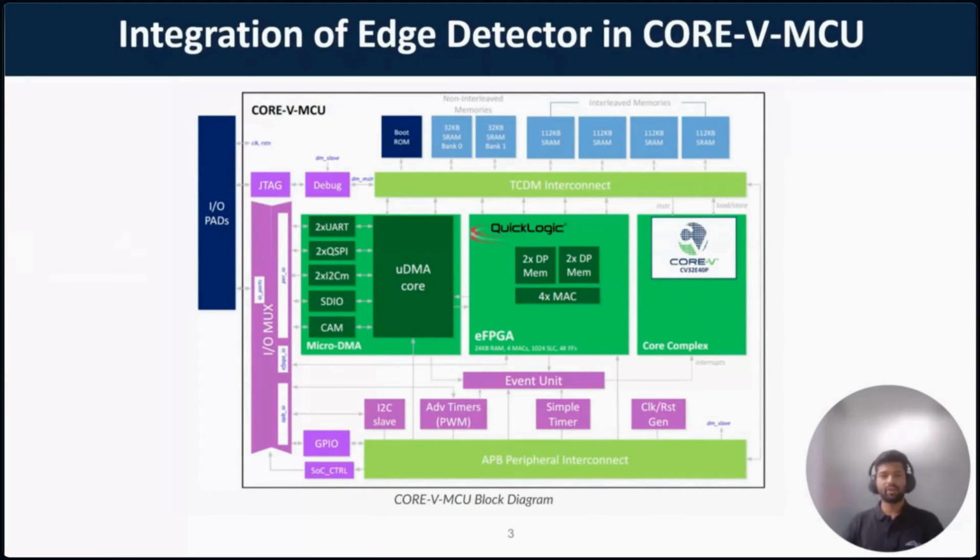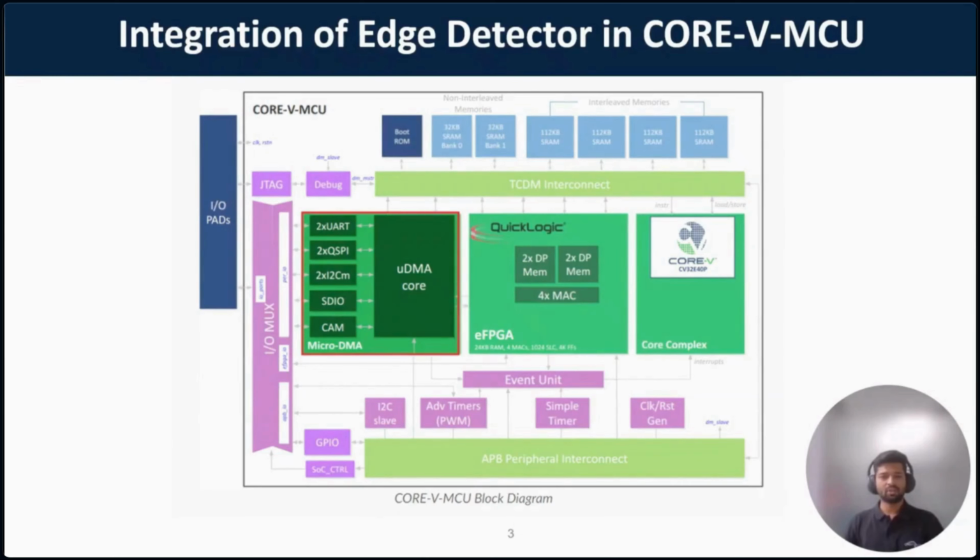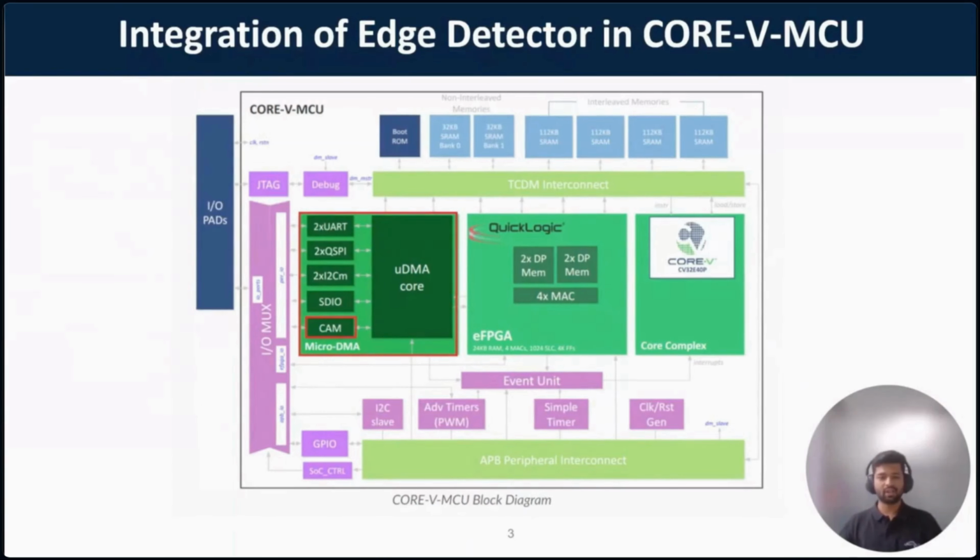Now, let's look at how we integrated the edge detector into Core VMCU's SoC. To understand the integration, we first look at the existing micro DMA subsystem. This subsystem already features a dedicated camera module designed to interface directly with external sensors. It manages the entire front-end process, that is, capturing the raw feed, performing initial processing, and efficiently moving image frames into the system memory. This makes the SoC a versatile platform for both static imaging and real-time video applications.